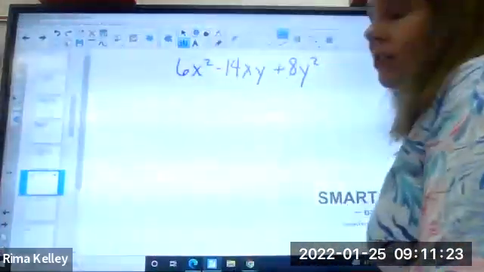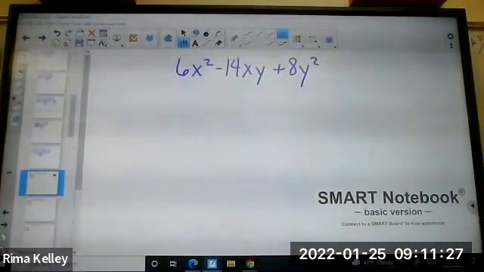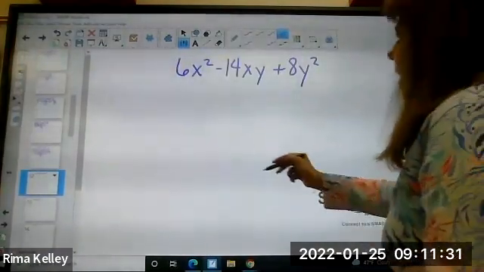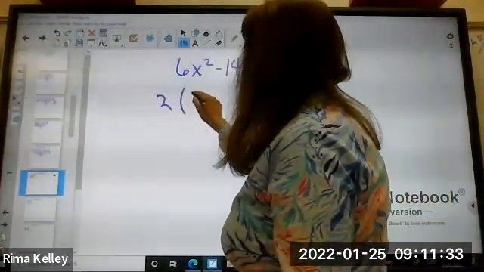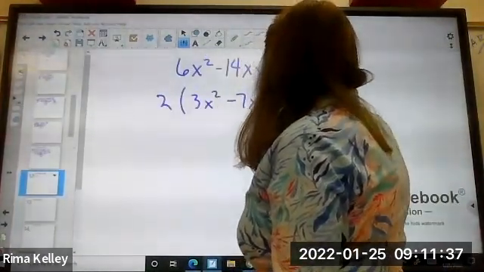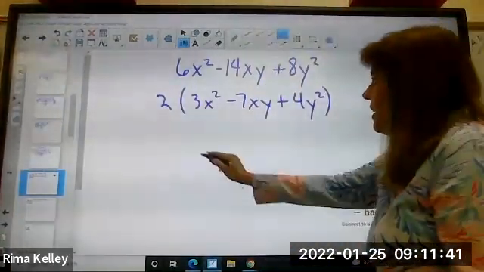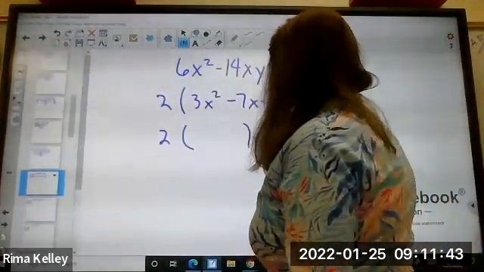All right, so let's do one that has 2 letters. All right, so is there a GCF? Oh, there is. So let's go ahead and take out the 2. So 3x squared minus 7xy plus 4y squared. All right, so keep the 2 and do your 2 parentheses.